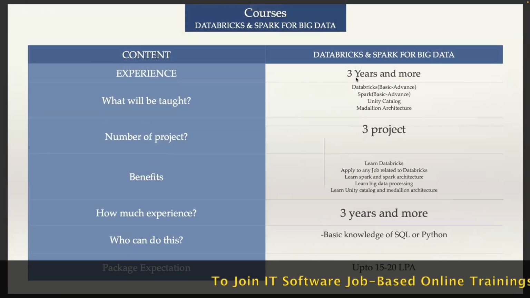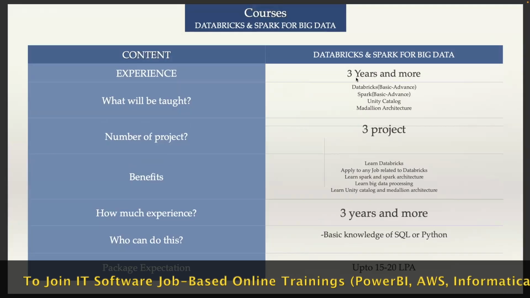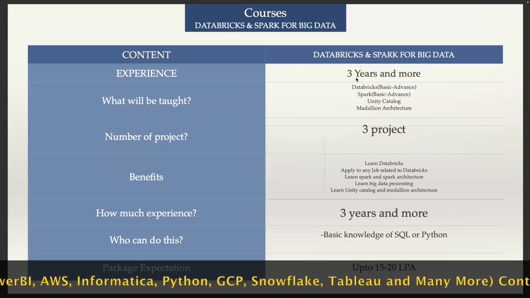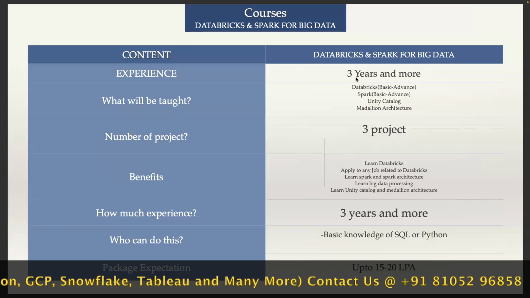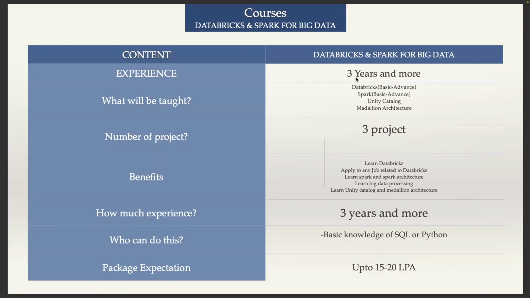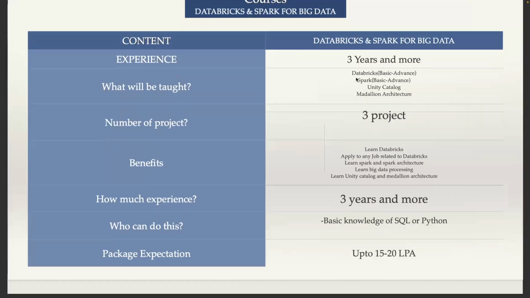Now in the Databricks and Spark course, you can basically learn about Databricks, Spark architecture, Unity Catalog, Medallion architecture. You do 3 projects. You learn about Databricks. You can apply to any job related to Databricks, like a job in AWS Glue, GCP, because wherever the Spark knowledge is used, you can say that you know that, and you can apply to the job and give interviews. You learn about Spark architecture, Medallion architecture, you learn about everything. The basic knowledge about SQL and Python is required for this particular course. You can target up to 15 to 20 LPA.